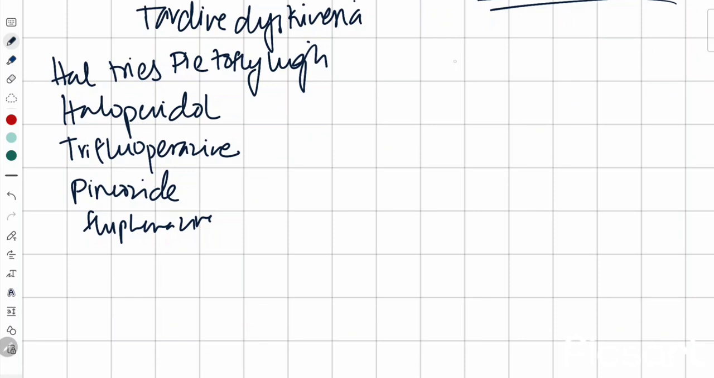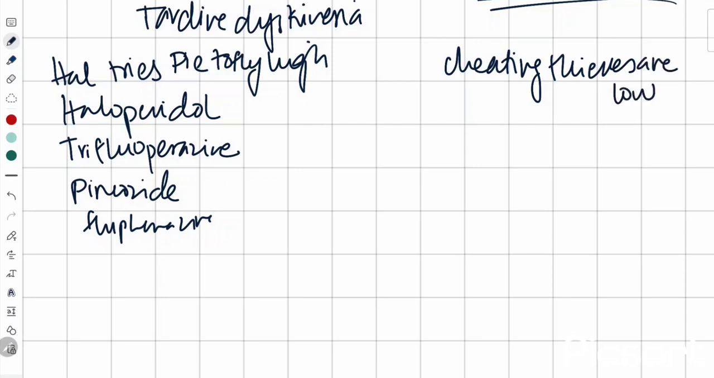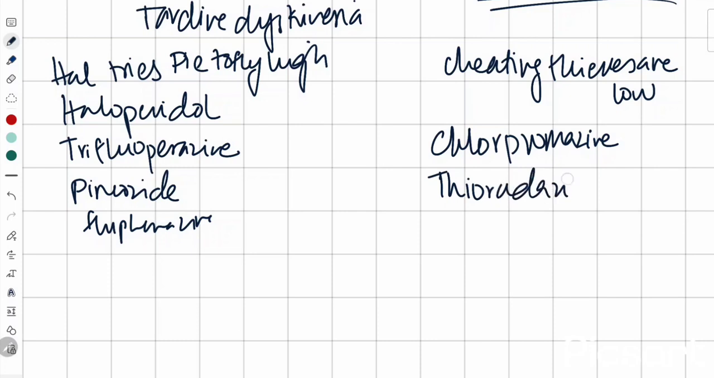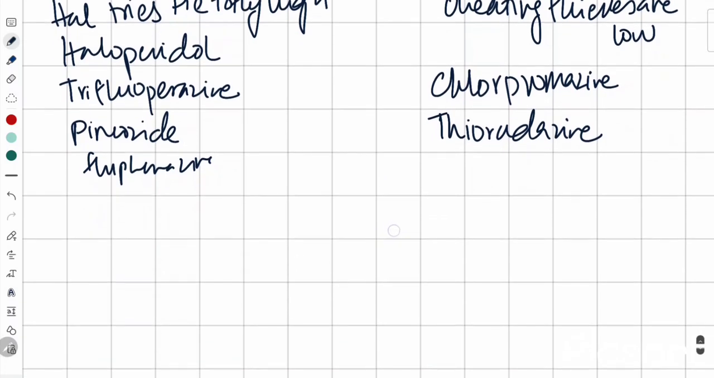And then for low potency, we have the mnemonic cheating thieves are low. You can check these from First Aid. I'm literally copying it from there because I remember these like that. You are welcome to make your own if you don't like First Aid mnemonics. So C for chlorpromazine. T is for thioridazine. And lastly, L is for low. Okay, and that sums up antipsychotics right here.